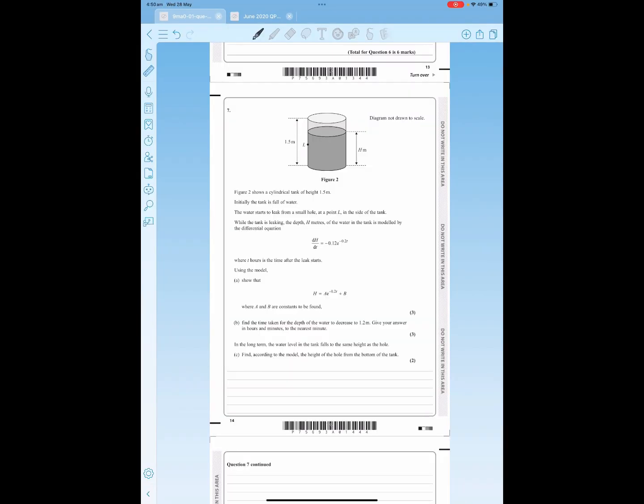Okay, so for question 7, we're given a tank. It's 1.5 meters. Initially, the tank is full of water. So instantly, I would write when t is 0, what does it say? The depth h would be 1.5. The water starts to leak from a small hole at point L. While the tank is leaking, the depth of the water is modeled by this equation, where t is the time after the leak starts. Using the model, show that h equals a e to the minus 0.2t plus b.